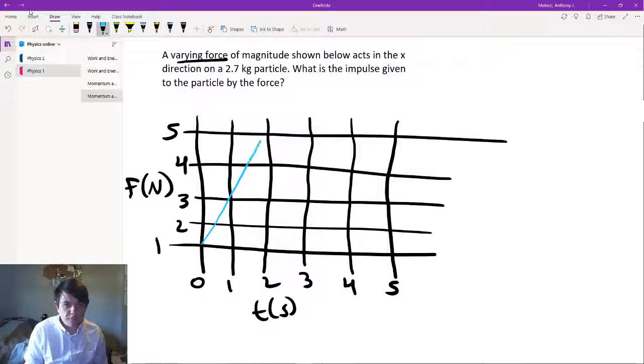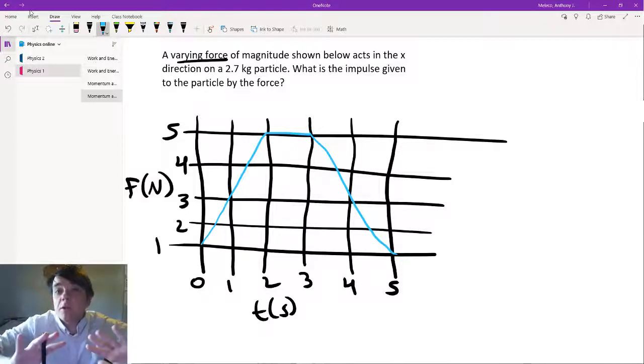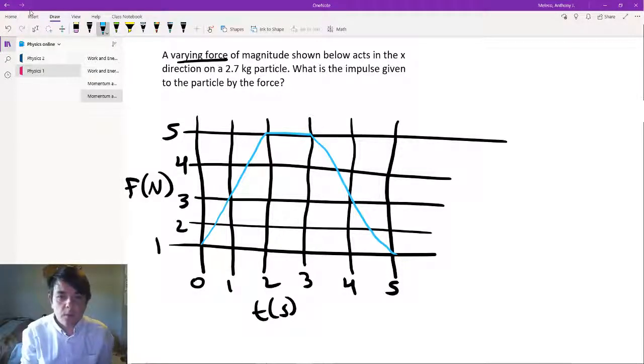So for the first two seconds, the force is increasing. Then it holds constant for the next second. Then the force is decreasing. So this would be equivalent to slowly increasing your force on something, then pushing constantly, then still pushing but kind of pulling back on how you push. And these should all be straight lines, right? But I'm kind of messing up the drawing of that.